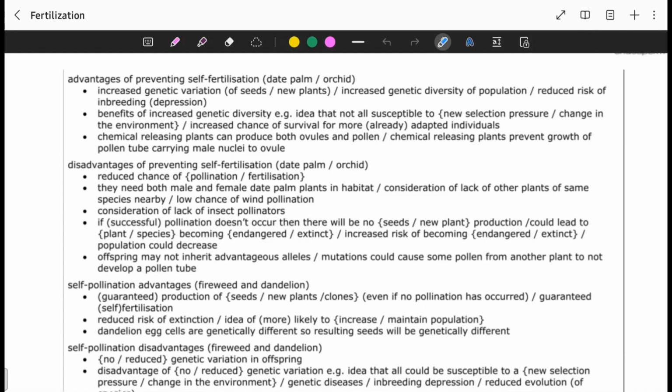And the chemical releasing plants, it was in the question that they produce both ovule and pollen, and we know that the ones that self-fertilize have both ovules and pollen.